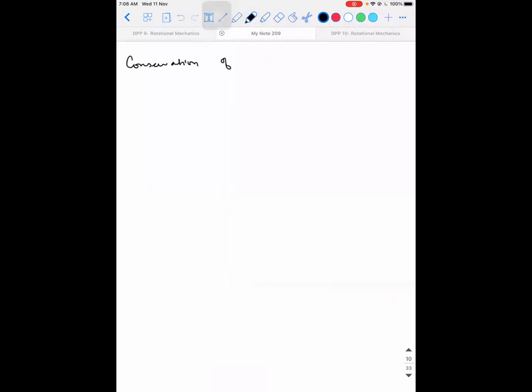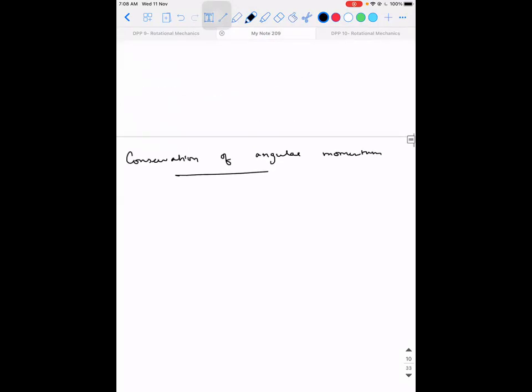So write down the heading, conservation of angular momentum. Okay. So if I ask you to speak about conservation of linear momentum, what will you say? What is the statement for conservation of linear momentum? When is it said to be conserved? When the external force acting on the system is zero. Yes. If dP by dt according to Newton's second law is zero, then we can conclude that P is a constant.